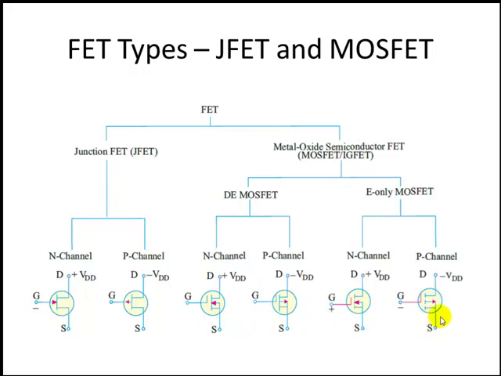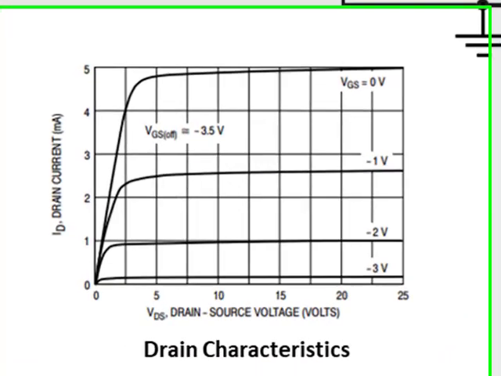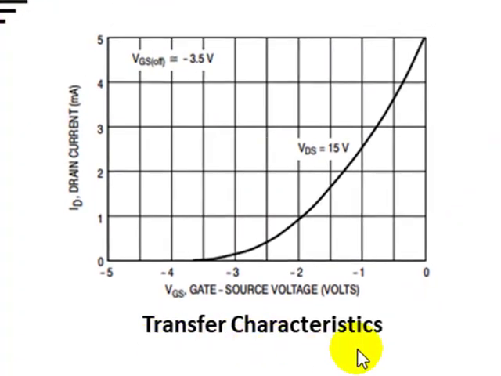In this video, I'll demonstrate how to obtain characteristics of junction field effect transistors, both N-channel and P-channel, and NMOS and PMOS of enhancement only MOSFET types. First, let us see how N-channel JFET characteristics looks like. You can characterize N-channel JFET using two types of characteristics. One is drain characteristics, another one is transfer characteristics.